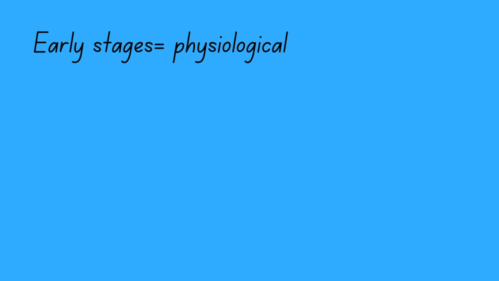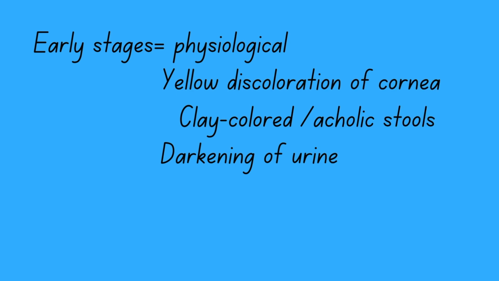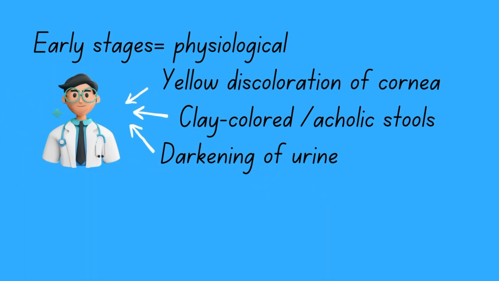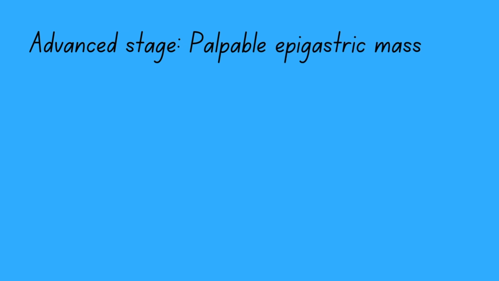Yellow discoloration of the cornea, clay color stools, and dark urine are the symptoms most commonly will drive the patient to the doctor. The so-called Courvoisier sign is the enlarged, non-tender and painless gallbladder. Hepatomegaly can be presented in 50% of the cases, however, is not associated with hepatic infiltration of the cancer. On advanced stages, palpable mass will be noted on the epigastrium, which usually means that the cancer is on the body and tail and is not resectable.